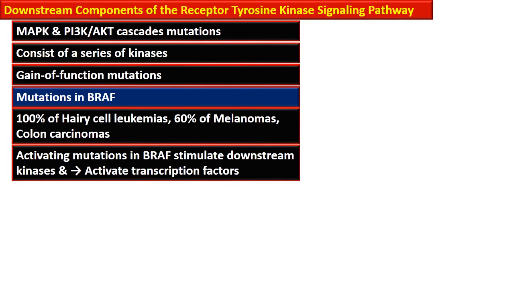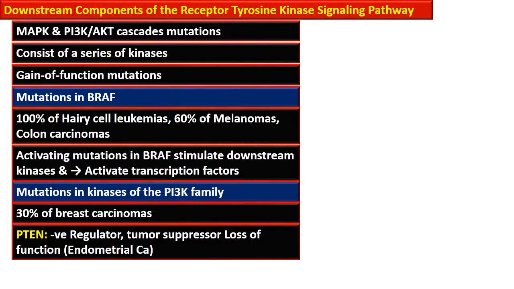The activating mutation in BRAF stimulates downstream kinases and activates transcription factors that result in the proliferation of the cell. The mutations in other MAP kinase family members downstream of BRAF are less common in cancer. This finding suggests that mutations affecting factors near the top of the cascade are most effective at producing the pro-growth effects.